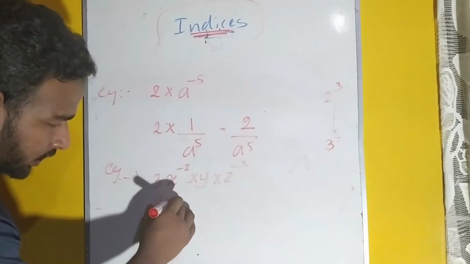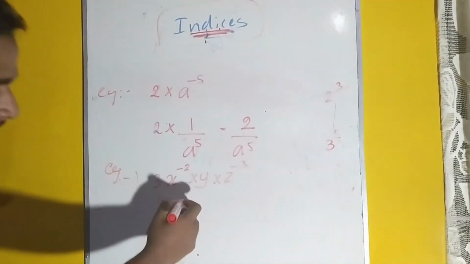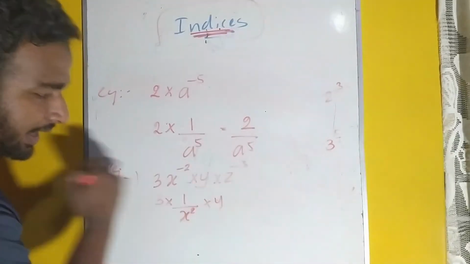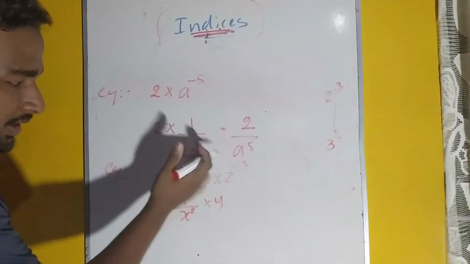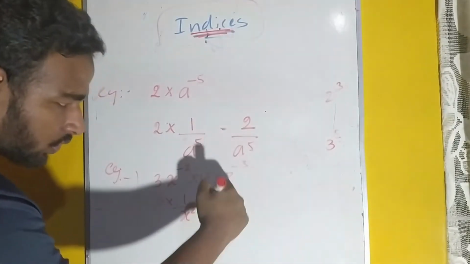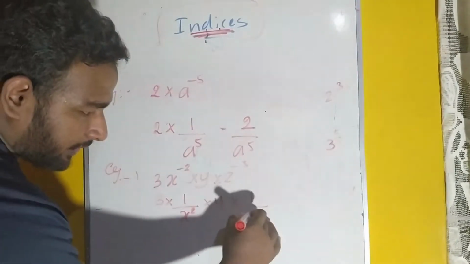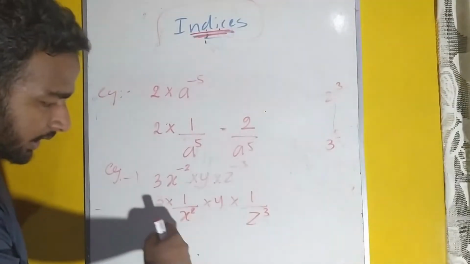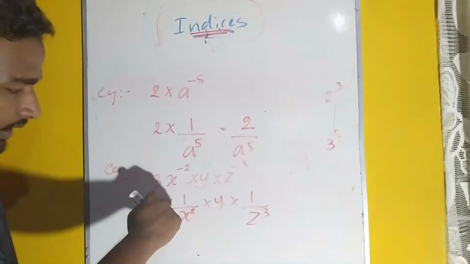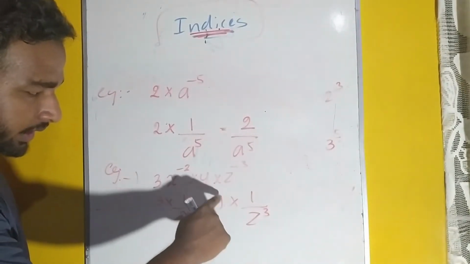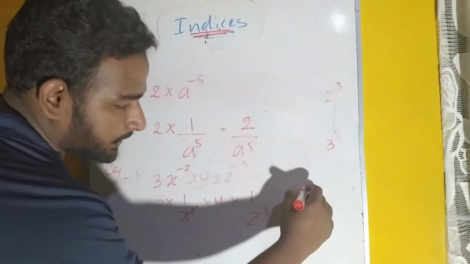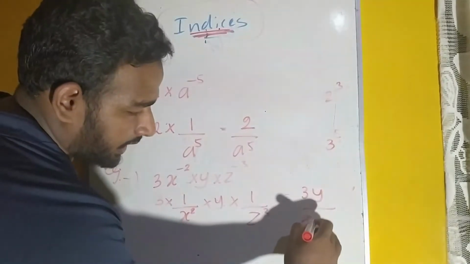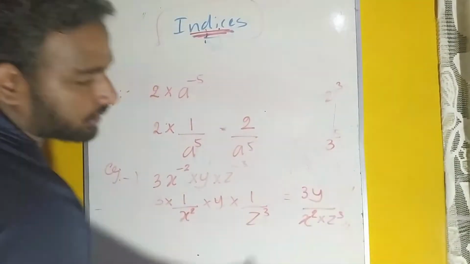So 3 into x to the power minus 2, how can I write? 1 over x to the power 2, into y, I can just write it as y because there is no negative power, into z to the power minus 3. If I change it, it will become z to the power 3. Now multiply the numerators and multiply the denominators: 3 into 1 is 3, 3 into y is 3y, over x squared into z to the power 3. That's it.